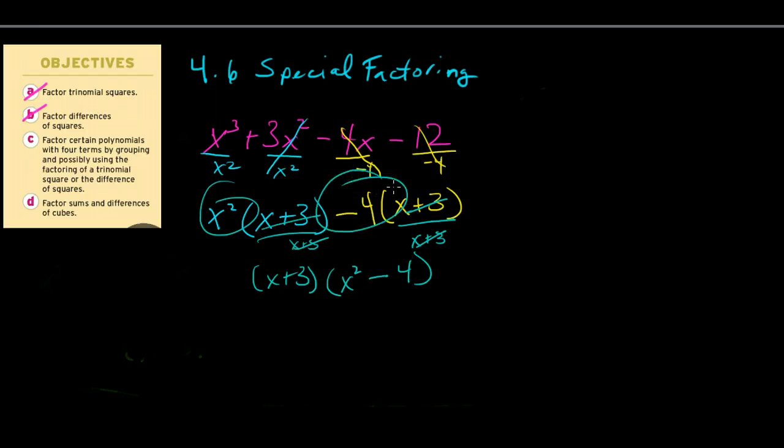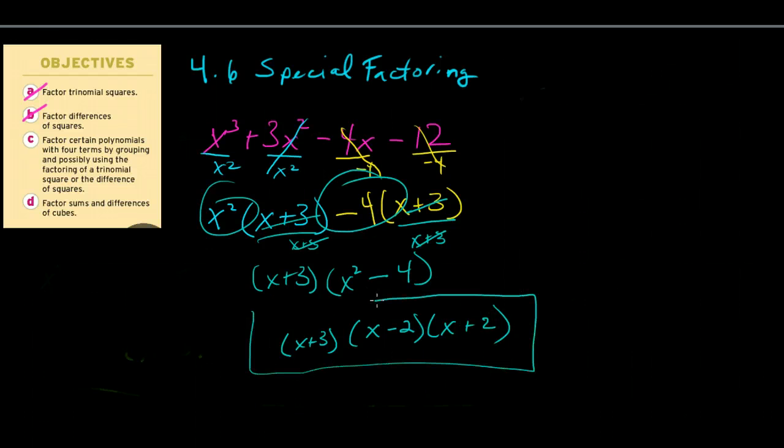Okay, well, cool, but lest we think we're done, what do I have here? See, this factor is prime, this one is not. This can be factored further. So it is the difference of two squares. So I know my x plus 3 is there, but the difference of two squares is the root minus the root times the root plus the root. And now we're factored as far as we can go there.